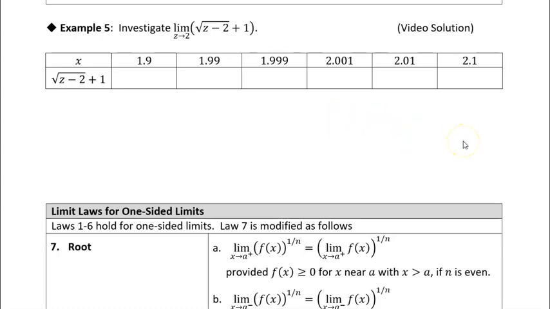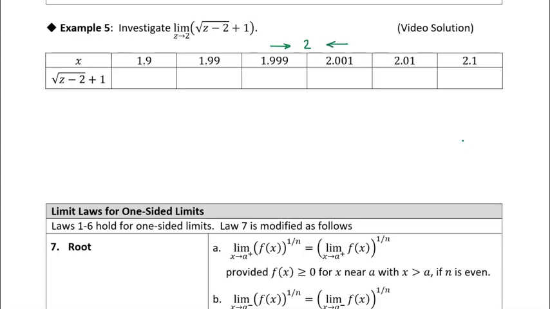All right, so here we have a limit with a square root in it. So we have to be careful because, right, we can't take the square root of a negative number. So let's take a look at what happens as we approach 2 from either the left or the right.